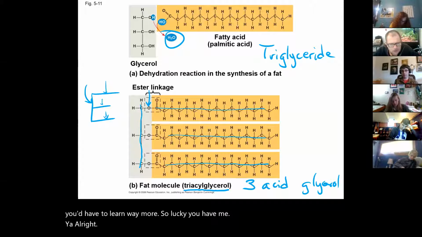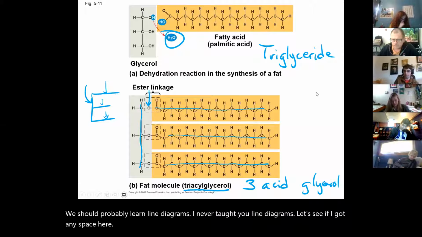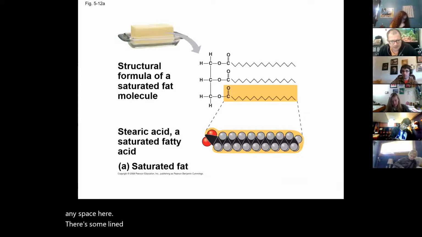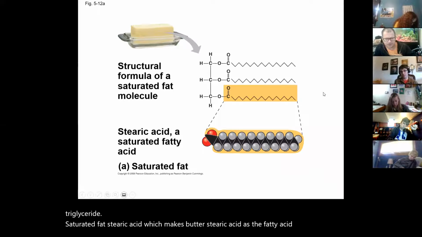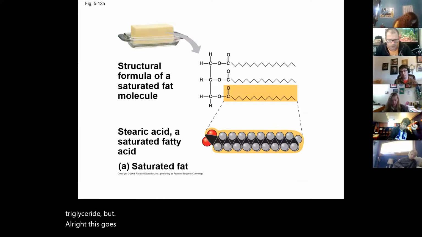Okay. You know something? We should probably learn line diagrams. I never taught you line diagrams. Let's see if I got any space here. Oh, there's some, well, it's quasi line diagrams. So here's just another example of a triglyceride, saturated fat stearic acid, which makes butter. Stearic acid is the fatty acid that's on this triglyceride, but this goes into cis and trans, which I don't quite want to talk about yet.